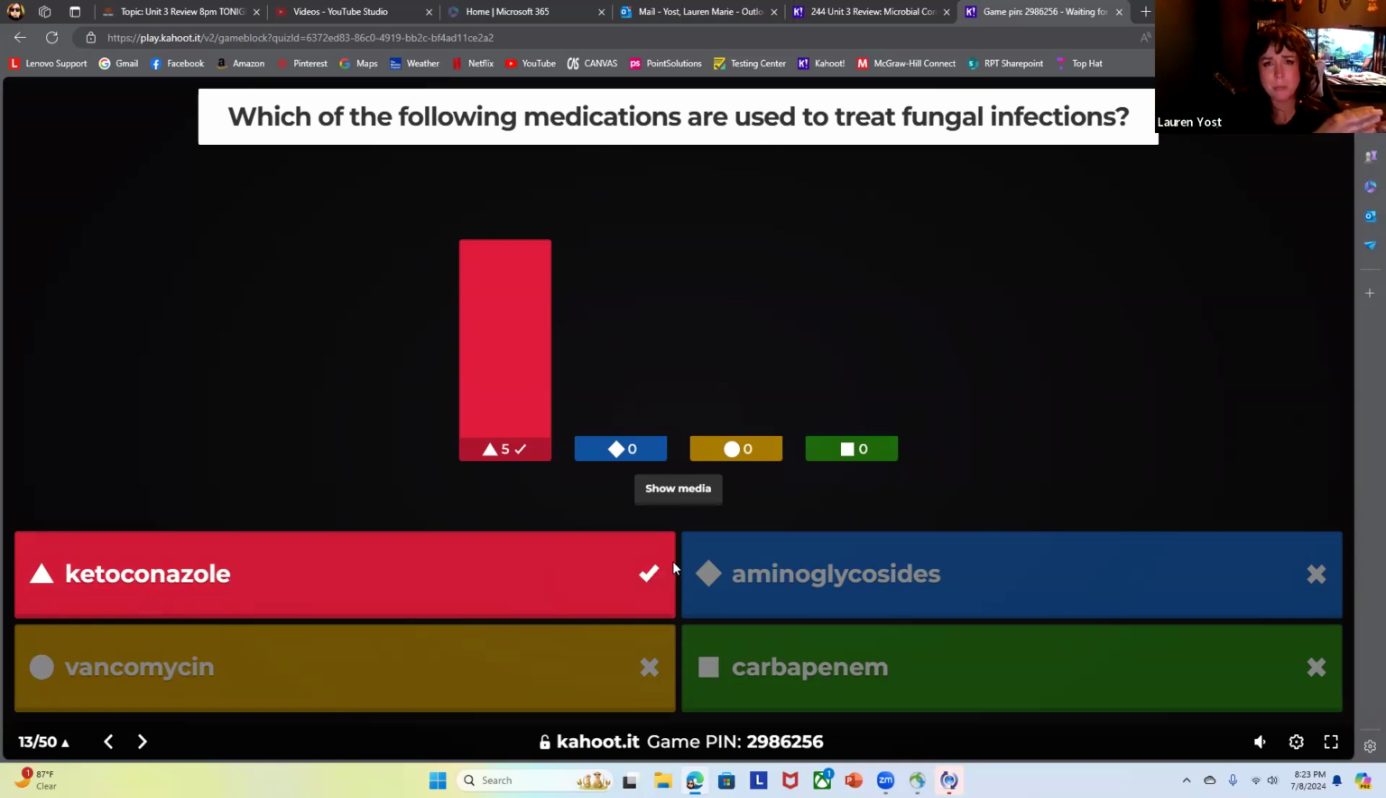The other fungal medication that I would be aware of other than azole-based medications, that would be amphotericin B. Amphotericin B is pretty widely used as like a second-line treatment if the other things aren't working. It's a little bit more hardcore, but it is another one I would be aware of. So let's move on.